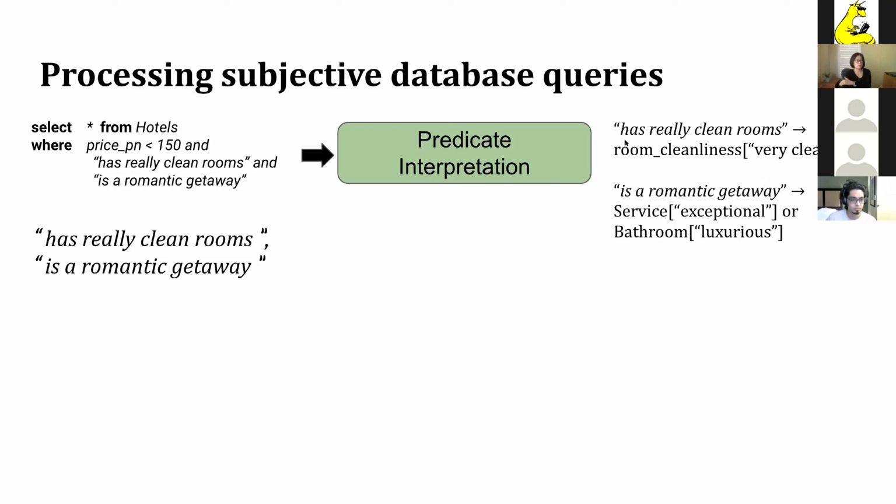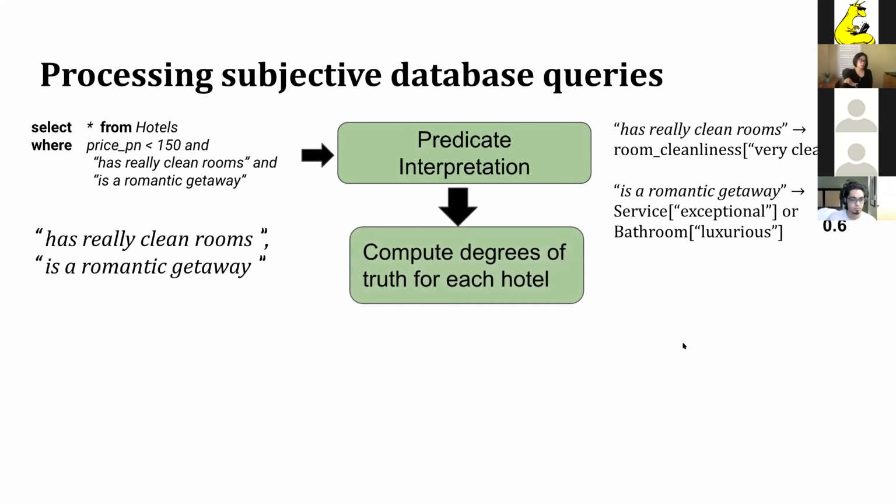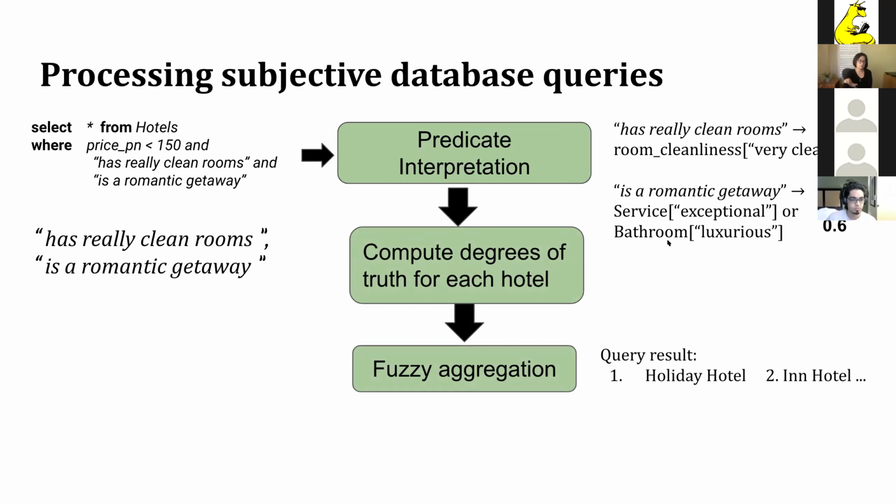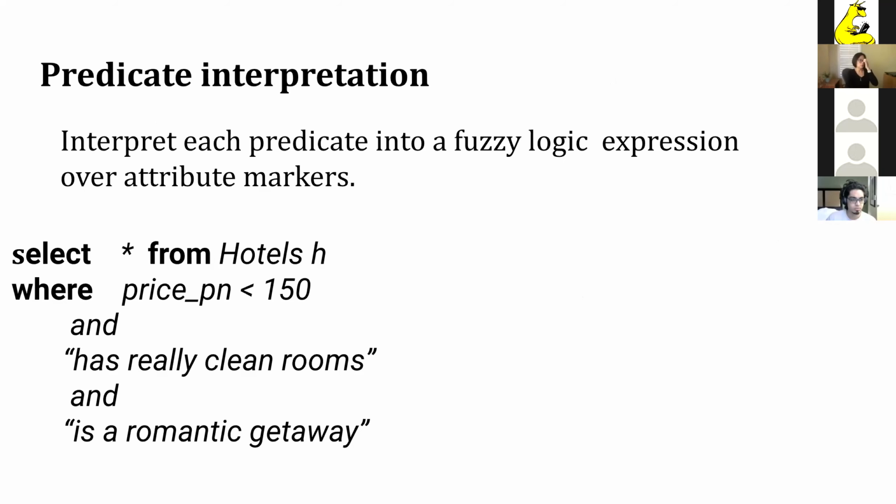I'll go through some of this in some detail. Has really clean rooms is mapped to the very clean marker of the room cleanliness summary. Is a romantic getaway will map to a disjunction of exceptional service or a luxurious bathroom. After we get this mapping, we will compute what we call the degrees of truth for each hotel before we aggregate them in the query to form a rank list of hotels to return to the user. So how do we do predicate interpretation?